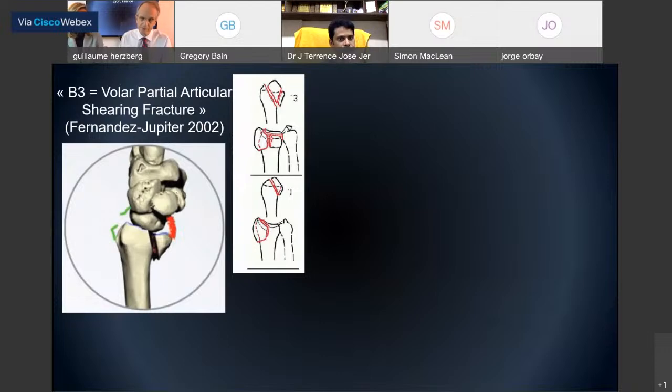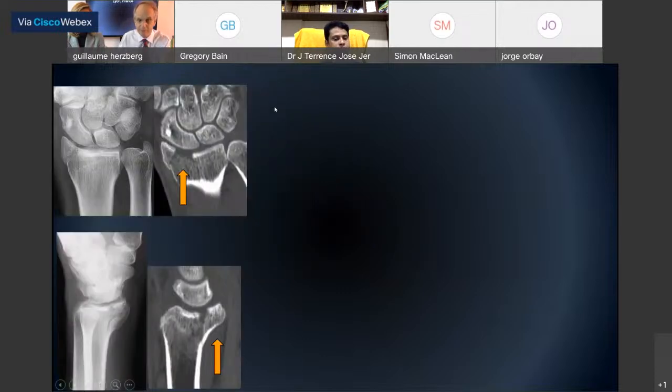We don't have such a sophisticated classification, but Dr. MacLean classification is very useful. But we just separate them into two types. This one is more radial, and in this example there is really no tendency to volar dislocation because the medial facet and the short radiolunate ligament are basically intact.